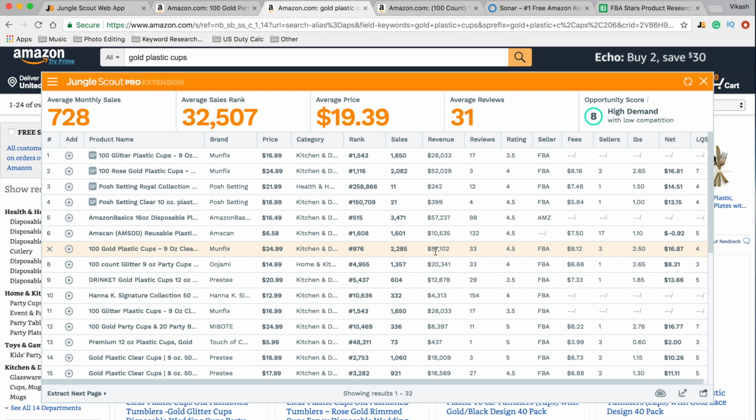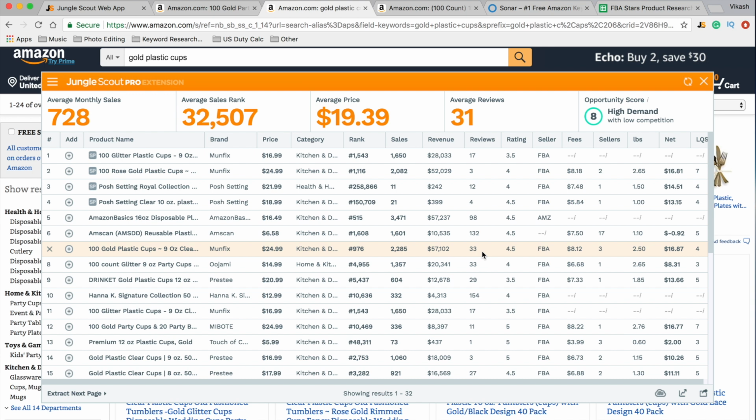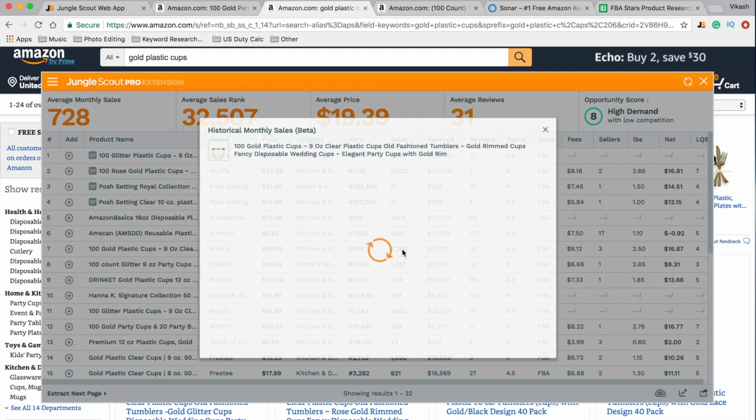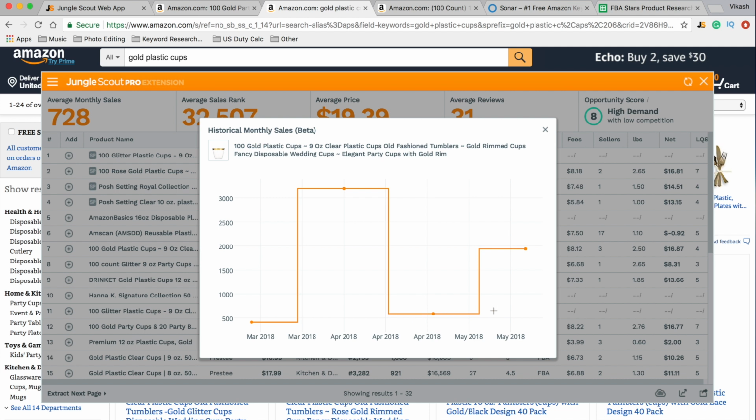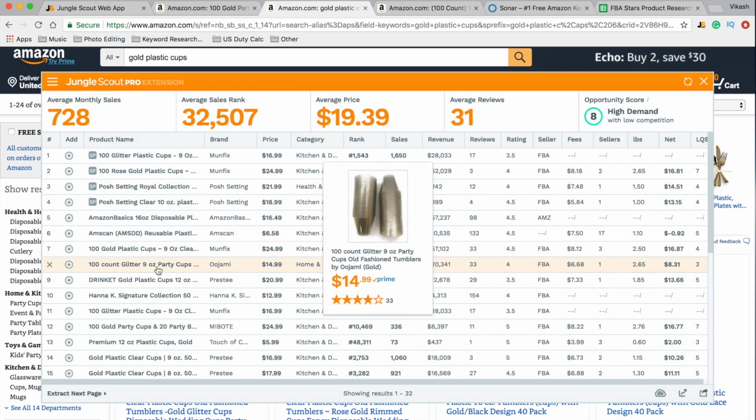What we would do is find the most relevant product. Let's take this one, for instance. It has 33 reviews, which indicates it's been around for a short period of time. All we would do is click on sales. This is not enough data, as it only covers a 2-month period. So this is something that I would initially ignore and take a look at the next product.